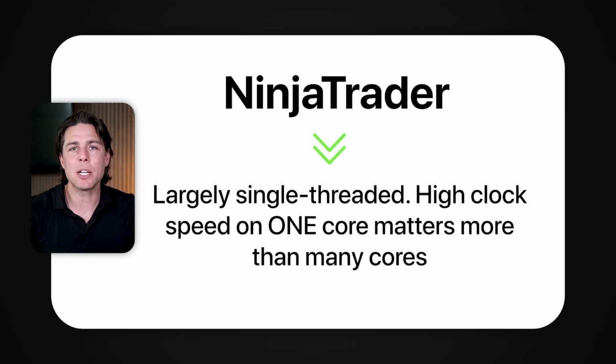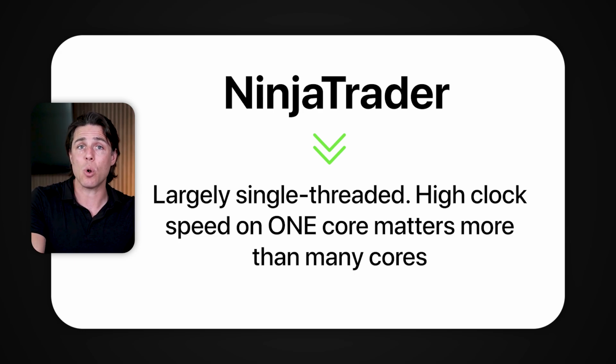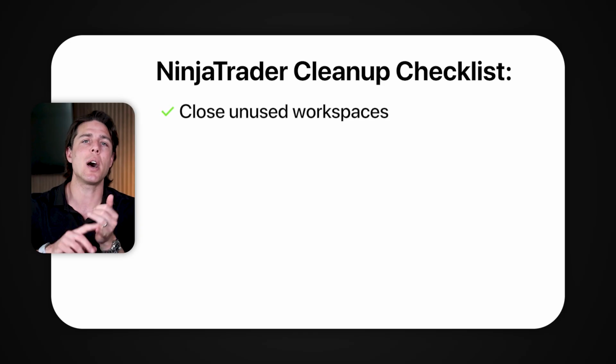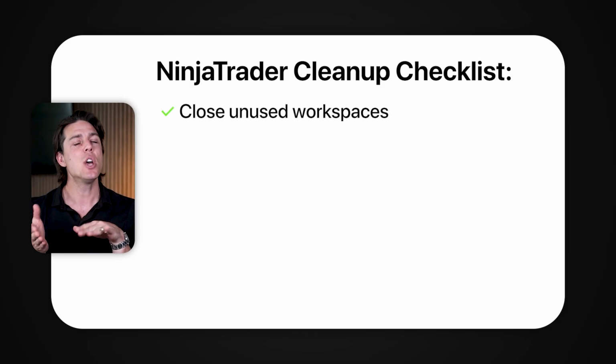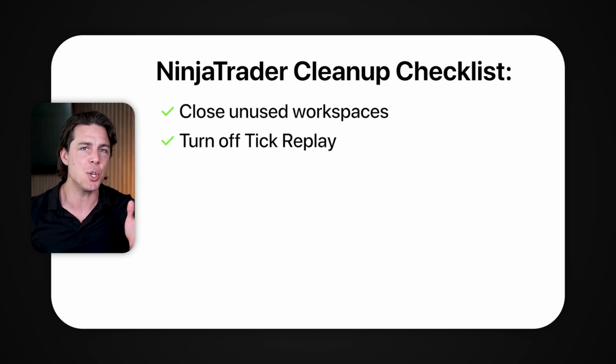Now performance. NinjaTrader is largely single-threaded in its main loop, which means high clock speed on a single core matters more than having a lot of cores. If the platform is running slow, here's the checklist. Close unused workspaces and charts. Turn off tick replay if you're not using it.